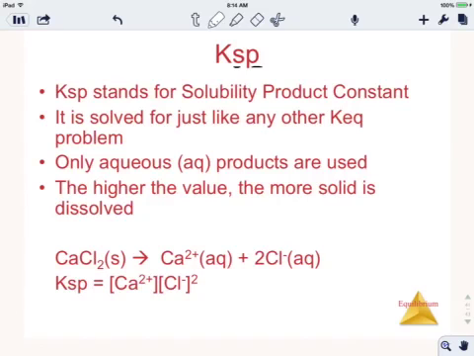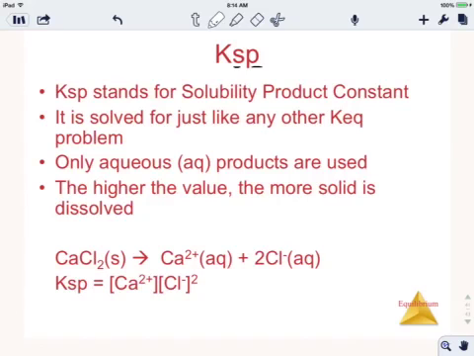So if you look at the example down below, you'll see that solid calcium chloride dissociates into our calcium ion, that's aqueous, it's soluble, and our chloride ion, which is also aqueous, so it's soluble. When we set up these equilibrium expressions, we do it just like any other problem for equilibrium. It's always our products that are aqueous or gases over our reactants, which are aqueous or gases. If there's a solid or a liquid in the equation, don't use it.